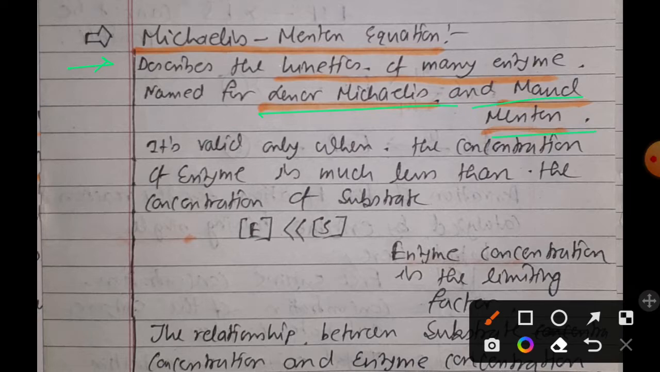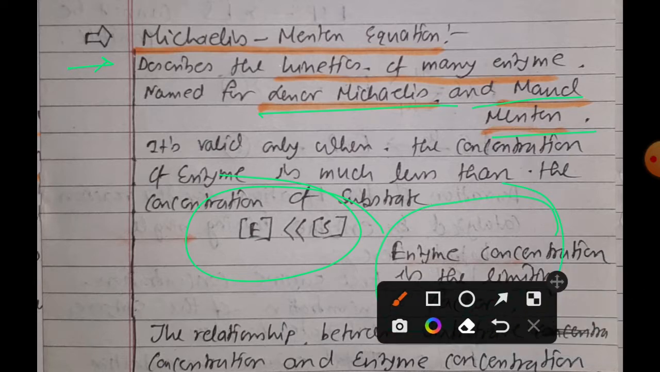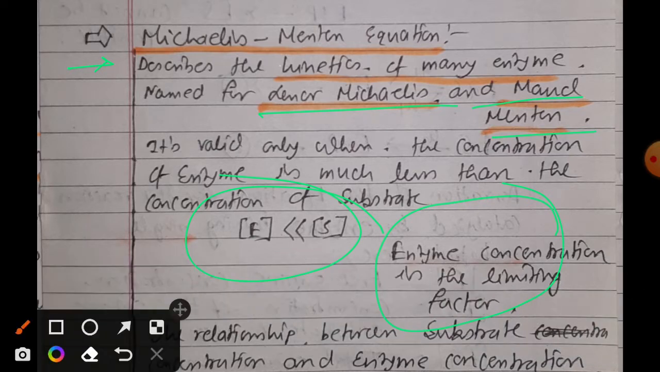It can tell us about the kinetics of many enzymes, but there is a condition. That is the first point you should remember: the Michaelis Menten equation is only applicable for a system where the concentration of the enzyme is much less than the concentration of the substrate. Okay friends, this means enzyme concentration will be the limiting factor. What does it mean?